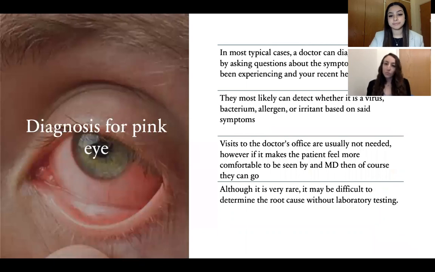Diagnosis for pink eye. In typical cases, a doctor can diagnose just by asking questions about your symptoms and your recent health history. They most likely can detect whether it's virus, bacterium, allergen, or irritant based on said symptoms. Visits to the office are usually not needed. However, if it makes the patient feel more comfortable, they can see an MD. Although it's very rare, it may be difficult to determine the root cause without lab testing.